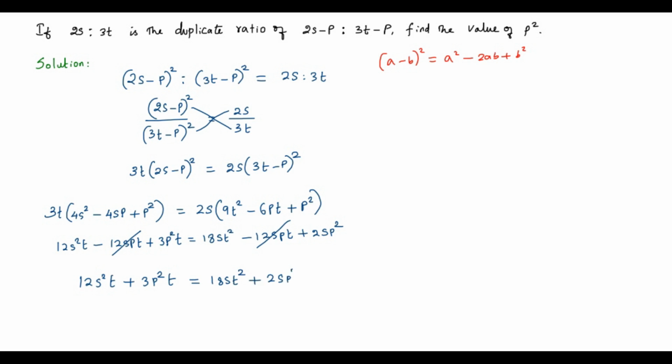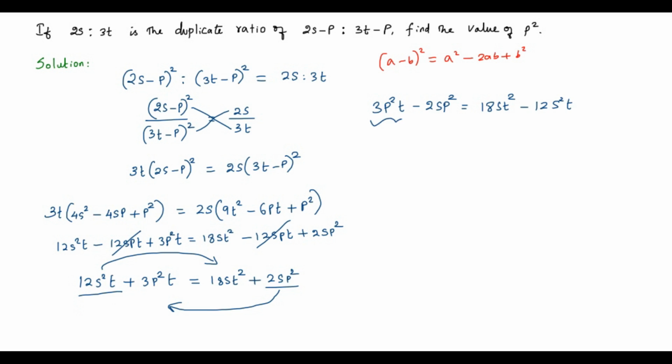We are trying to solve for p square, so we can get all the p square terms on one side of the equation and all the terms without p square on the other side. We take the 2sp square to the left side, and it becomes minus 2sp square, so we get 3p square t minus 2sp square. Already we have 18 st square on the right side. When I take the 12 s square t to the right side, it becomes minus 12 s square t.